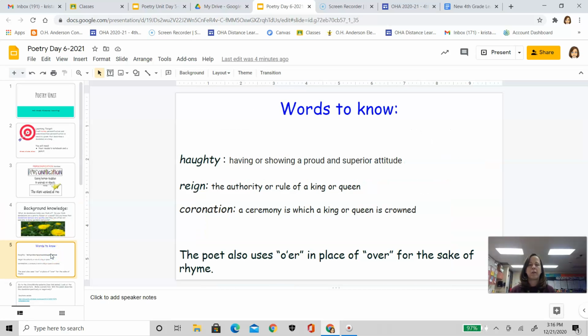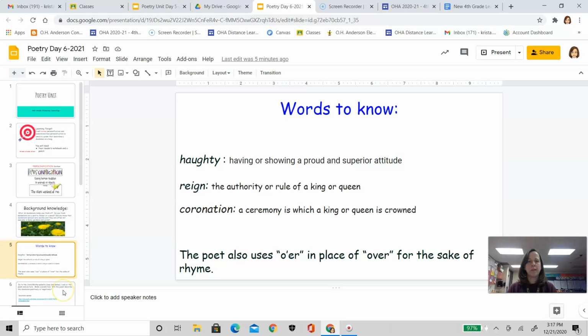Before we begin reading, there are some vocabulary words that might be helpful for us to understand before we read the poem. Haughty means having or showing a proud and superior attitude. Reign: the authority or rule of a king or queen. Coronation: a ceremony in which a king or a queen is crowned. The poet uses o'er in place of over for the sake of rhyme.